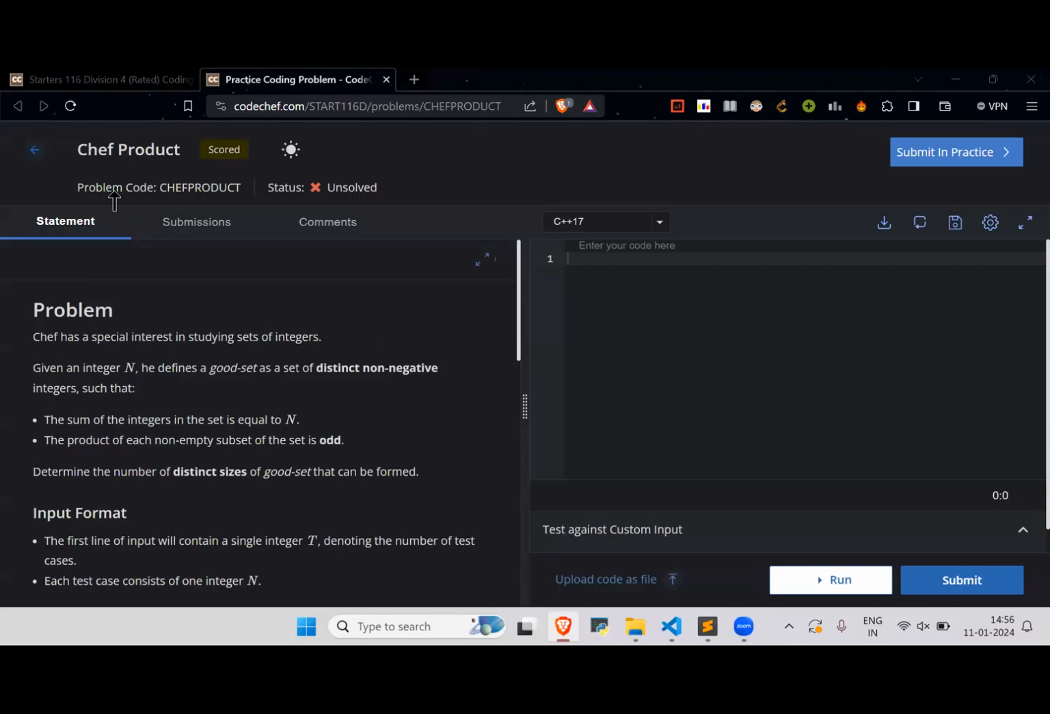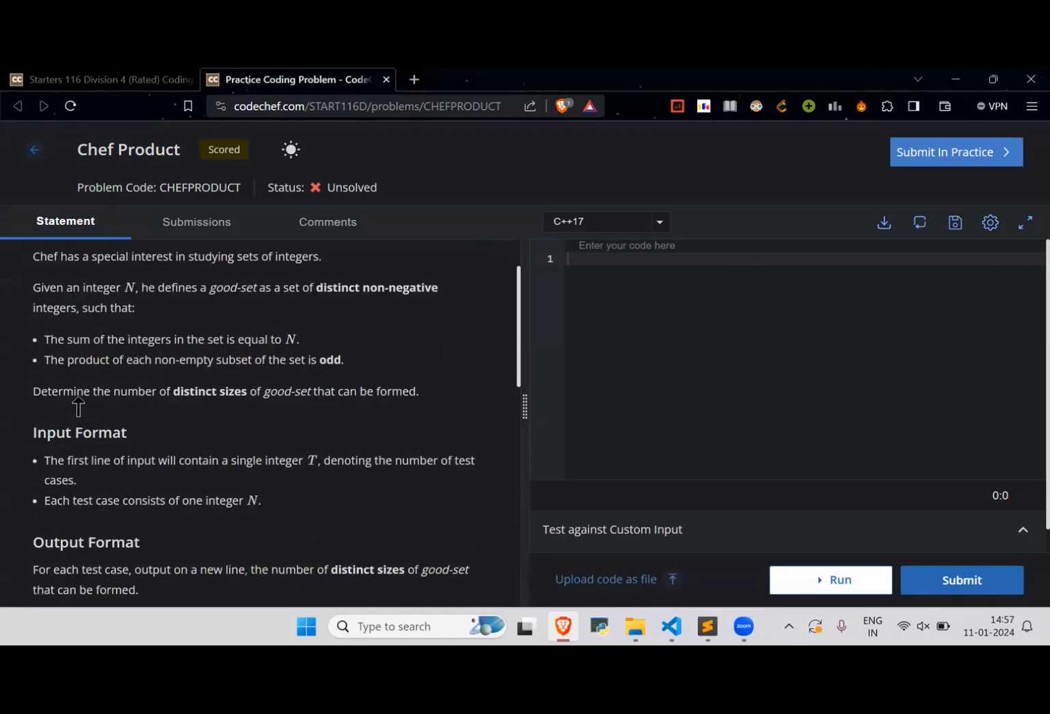The next question is ChefProduct. Chef has a special interest in studying the set of integers. So he defines n as a good set, a set of distinct non-negative integers, and the good set should satisfy the below two conditions. The sum of the elements of the set should be equal to n, and the product of elements should be odd. So we need to find the number of distinct sizes of good sets that can be formed with a given integer.